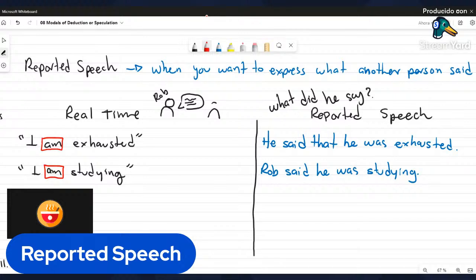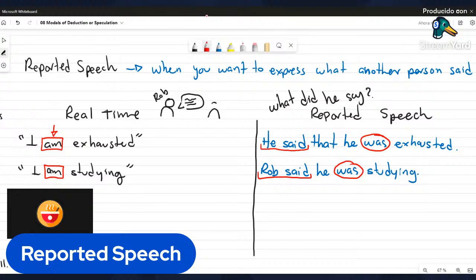Yes. And when we say in reported speech, I need to start the sentence by saying, he said, or Rob said, right? And then after that, as you can see here, this is the be verb. I am exhausted. I need to change it into past, right? He was exhausted. I'm not gonna say he is exhausted because I don't know if he is still exhausted. Yes, I don't know yet. That's what he said yesterday.